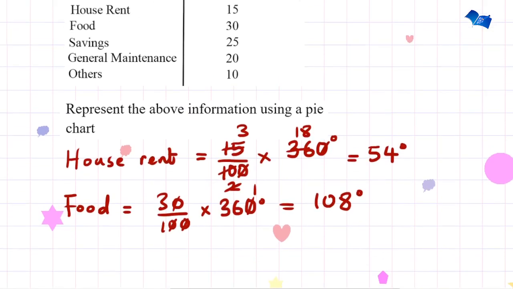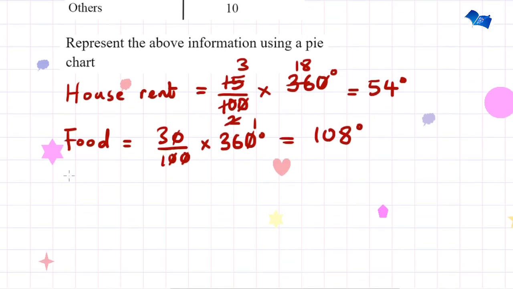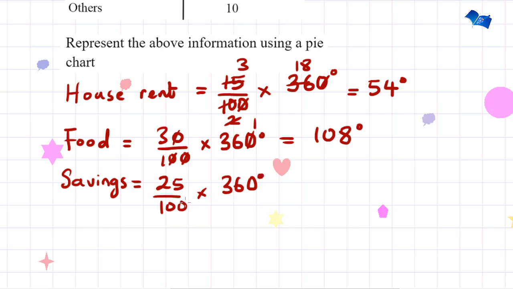The next one is savings. And that's how many percent? That's 25%. So we have 25 over 100 times the total angle, which is 360. This 0 cancels this 0. 5 into 10 is 2. 5 into 25 is 5. 2 can go into 36, that will be 18. Now 5 times 18 is 90. So I have 90 degrees.